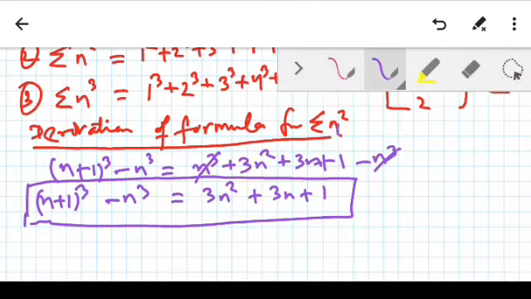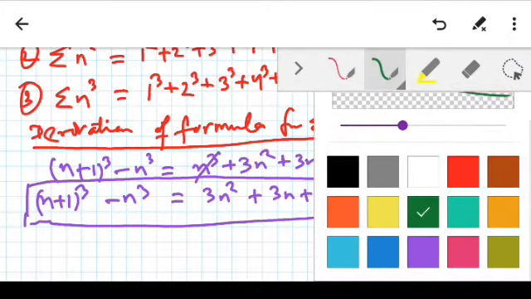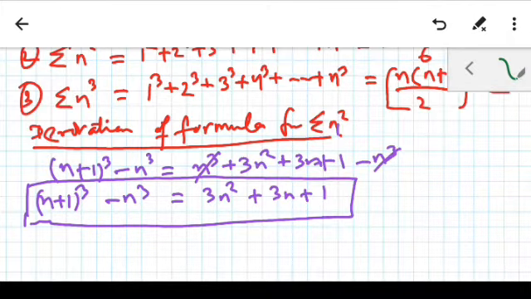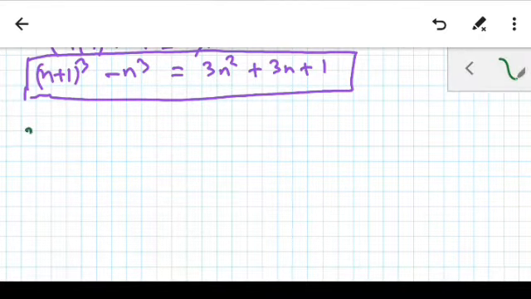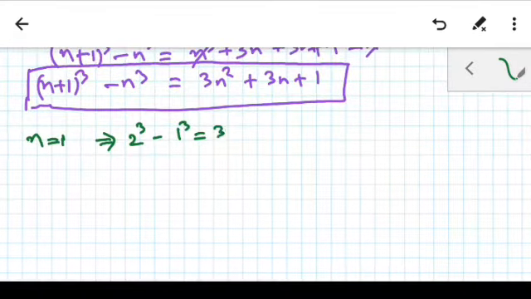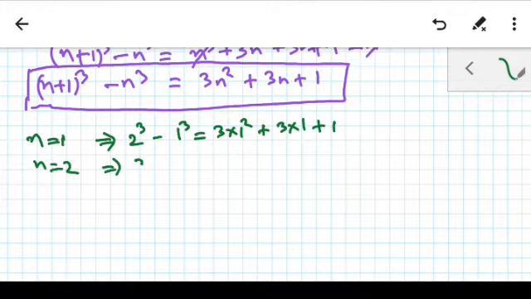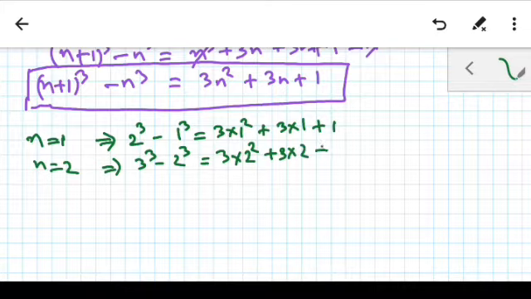What you do is in this way. If I have this expression now, put n equals to 1. If I put n equals to 1, then the left hand side will be 2 cube minus 1 cube, and right hand side will be 3 into 1 square plus 3 multiplied by 1 plus 1. For n equals to 2, I can have 3 cube minus 2 cube, which is equal to 3 into 2 square plus 3 into 2 plus 1.